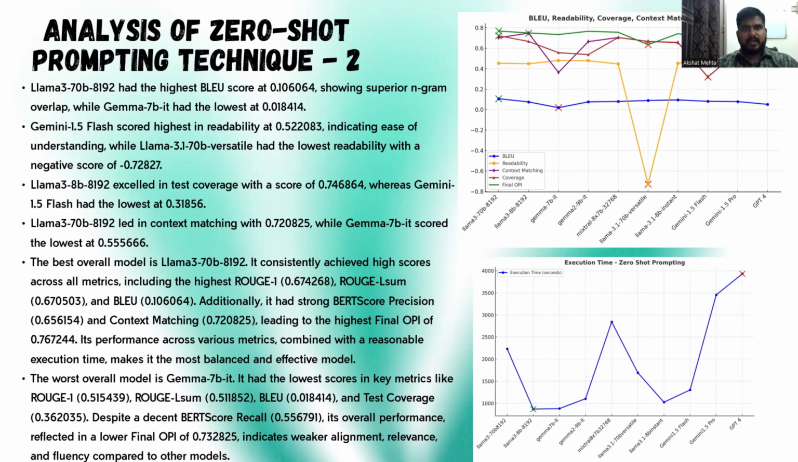When it comes to the context matching, again Llama 3 70 billion was once again leading among all the models, showing strong relevance to the user stories, whereas Gemma 7B it struggled. Overall, Llama 3 70 billion was the best performer across all the metrics with the final OPI of 0.0767244, while Gemma 7B had the lowest, indicating it faced challenges with alignment, relevancy, and fluency.